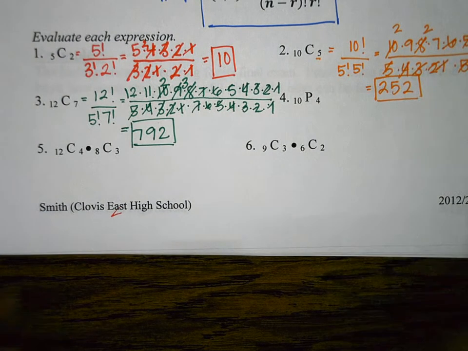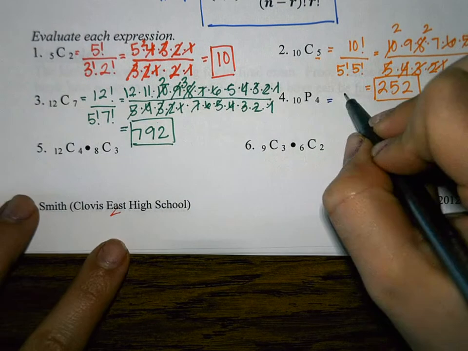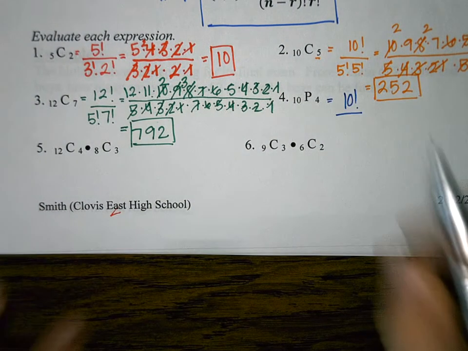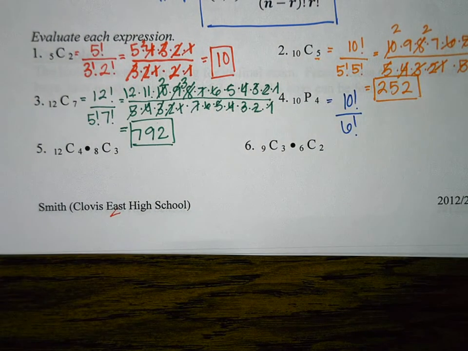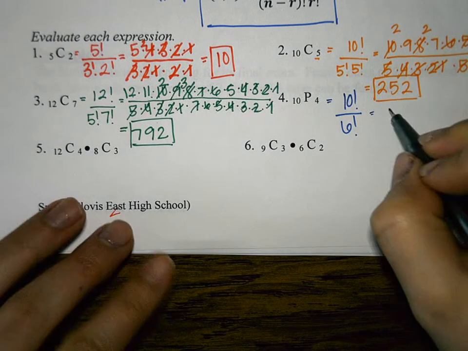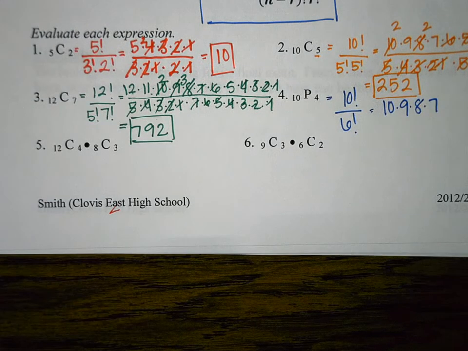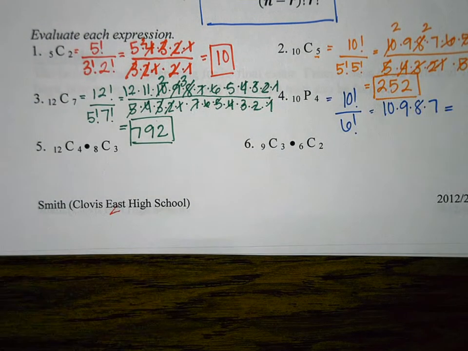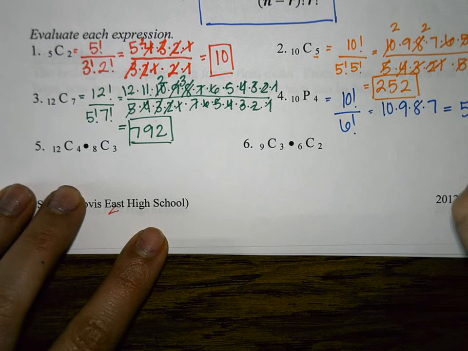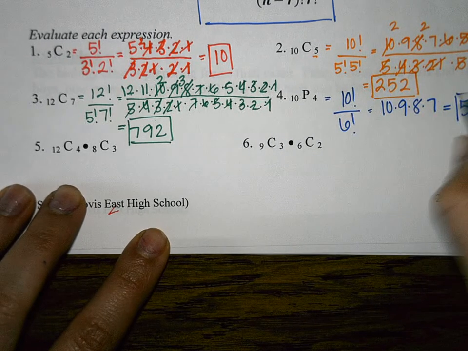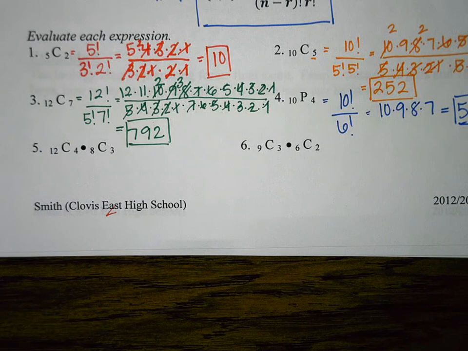Number 4 is 10p4, so this is actually a permutation. So it's going to be 10 factorial over 10 minus 4 factorial, which is 6 factorial. So all of that is going to come out to, the 6 all the way to 1 is going to reduce, so we're going to be left with 10, 9, 8, 7, and then 6, 5, 4, 3, 2, 1 all reduce. So that all multiplies out to 5,040. So we will be using multiple formulas here.